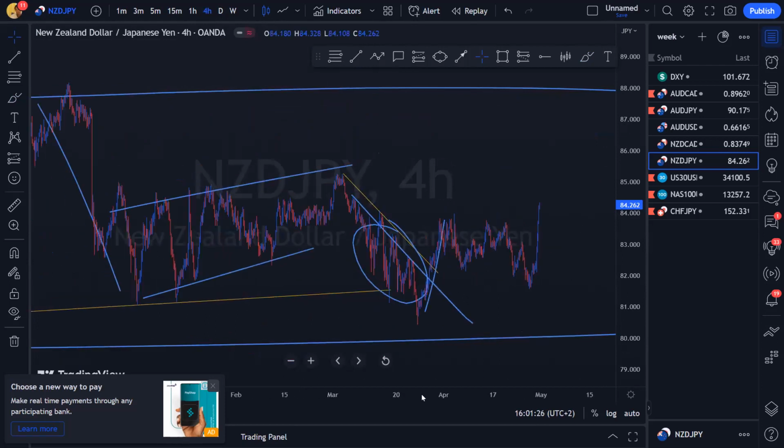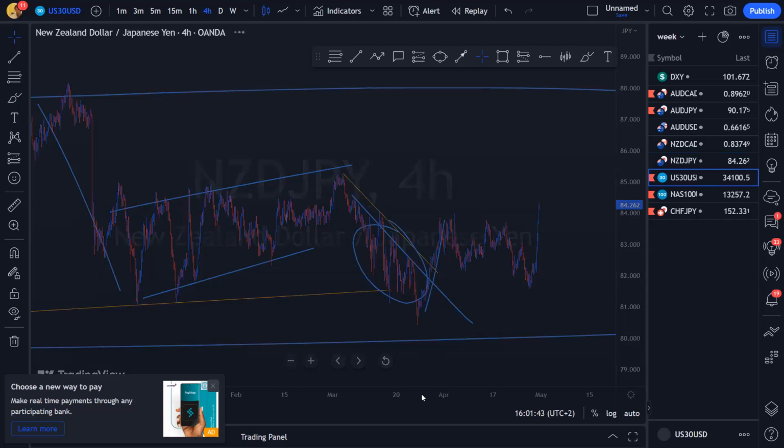It looks almost the same as AJ, but a little bit more confusing in the sense that we are seriously chopping, and we are chopping with momentum in both directions. So I'm just going to exercise patience on this pair. I don't want to unnecessarily lose money. Let's just go on to US30.